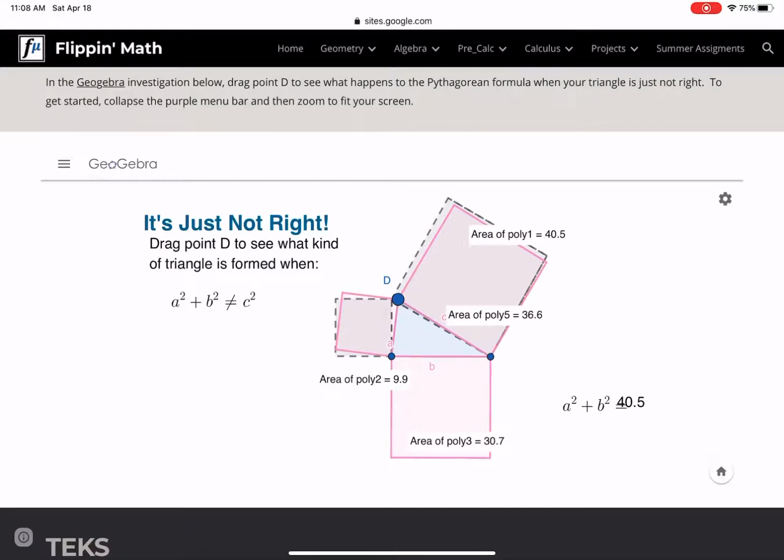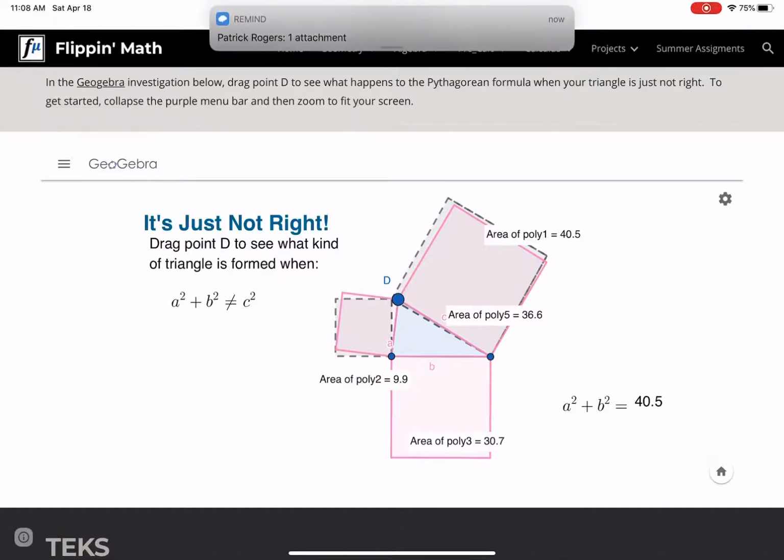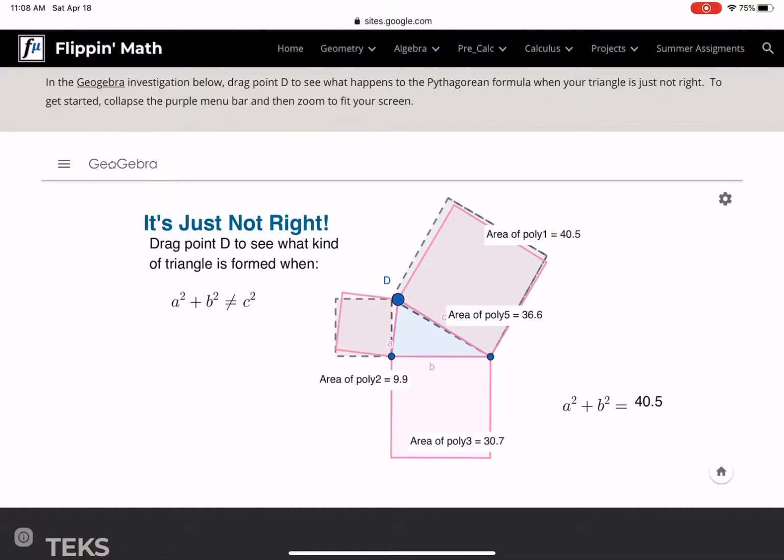And then I have two other measurements over here. There we go. I have area of polygon 1, the one that's in the background, the grayed out one. That's the one that makes a right triangle, where we have a squared plus b squared equal to c squared. And the one in the foreground here, area of polygon 5, is currently 36.6.